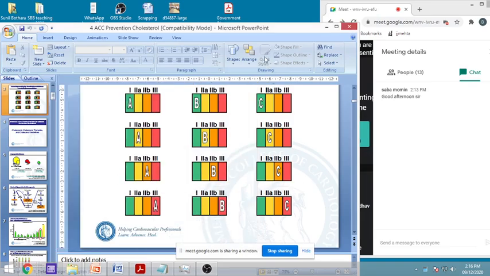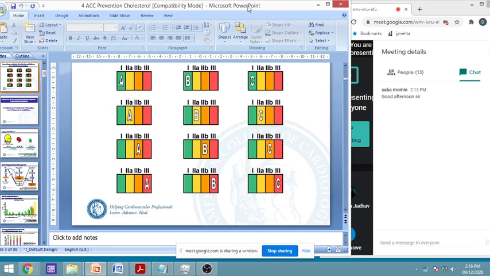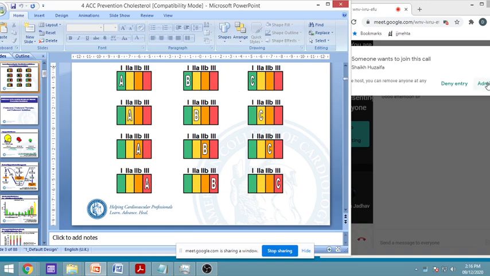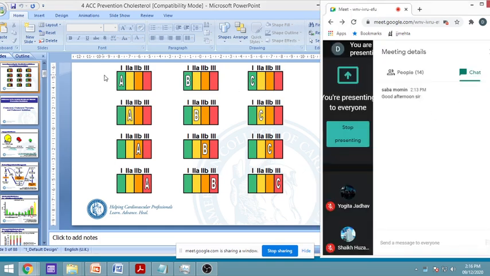So these are the ways by how this data is explained. As I told you, 1A is the best and 3C is the least acceptable one on the basis of the class of recommendation and level of evidences. This green color means it is the best one, that is class of recommendation 1, and the red color is class of recommendation 3. A means level of evidence A, and C means the least level of evidence.